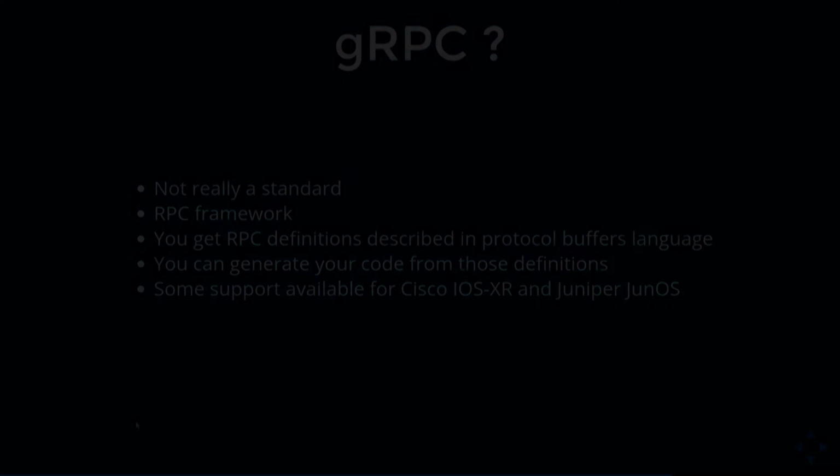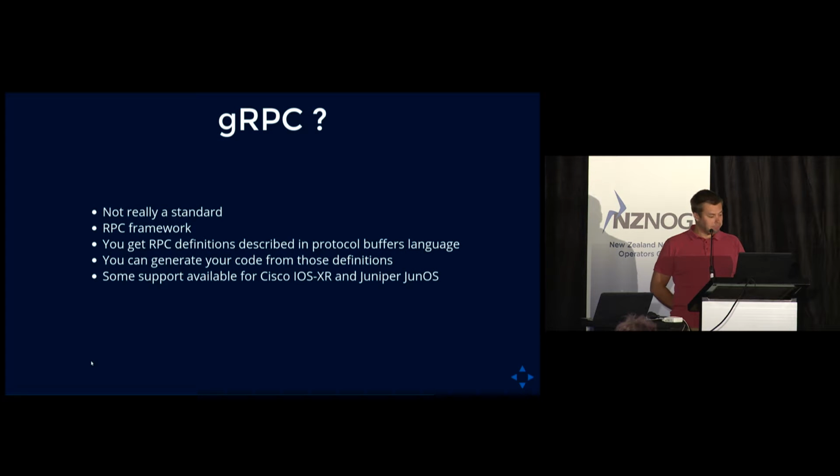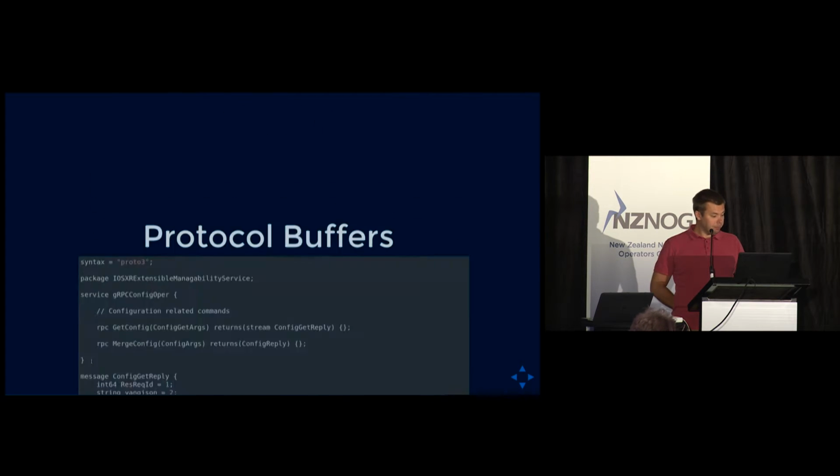gRPC, it's not really a standard. It's an RPC framework. The benefit of that is you actually get definitions of that RPC with that API. So what you can do is generate your code. You can run the generator, it will generate the code, and you can use it in your file. So you don't need to define the structures, they're already defined for you. There's some support available for Cisco IOS XR and Juniper Junos, so you can install config. You can remove config, and roll back using gRPC on Cisco. On Junos, they're using gRPC for streaming telemetry, which I'm going to talk about as well.